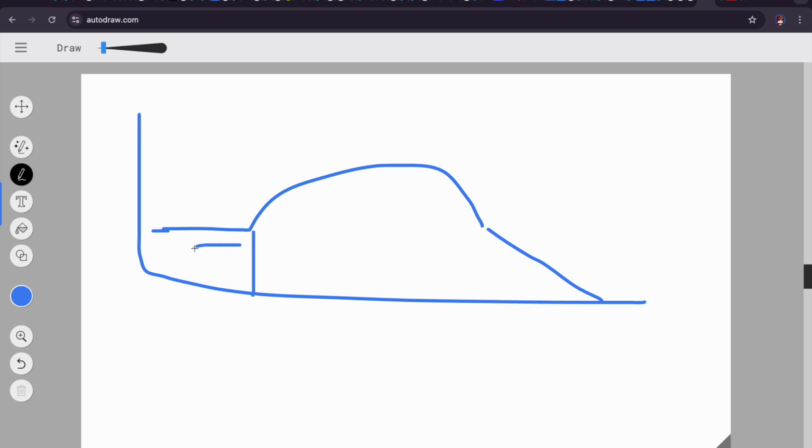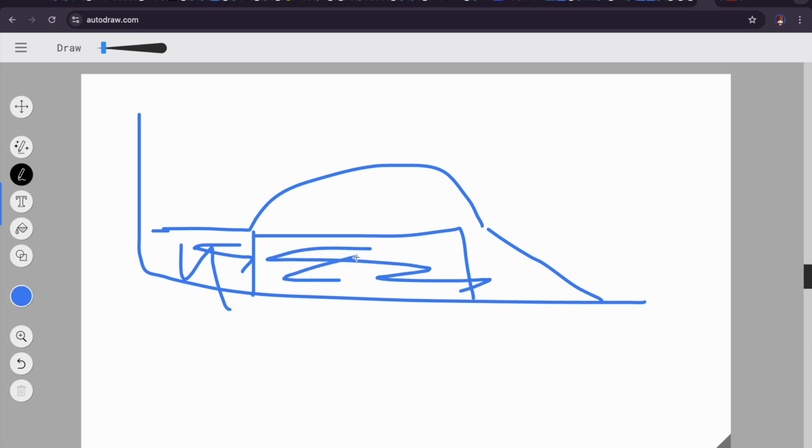Maybe this is a square or a rectangle, I don't know. Here, calculate the area of the rectangle. Calculate the area of the semicircle, which is just pi r squared divided by 2. Calculate the area of the triangle.